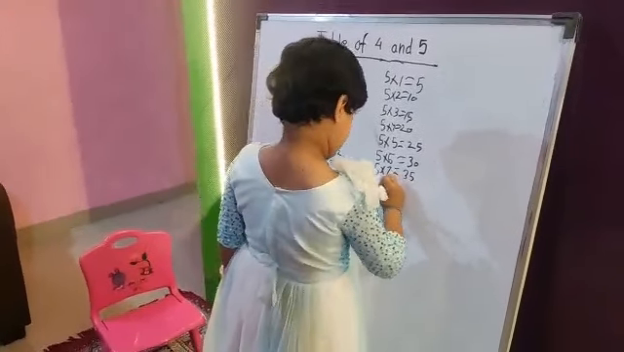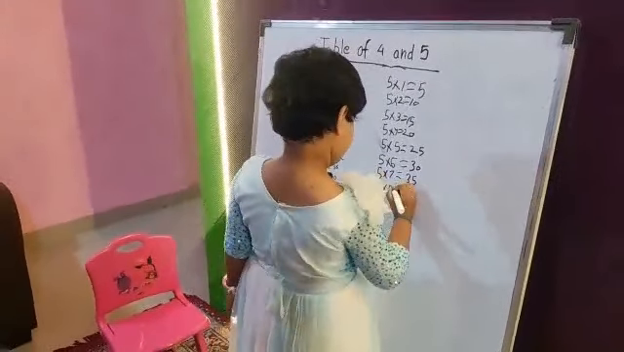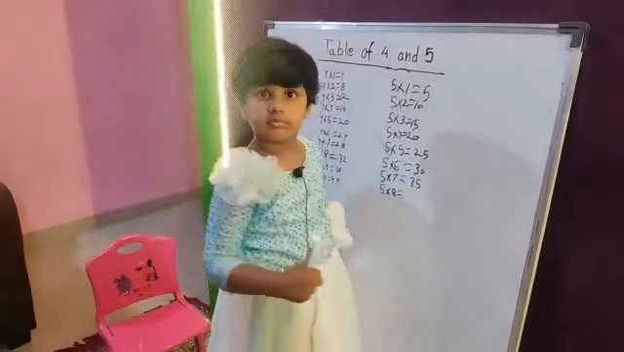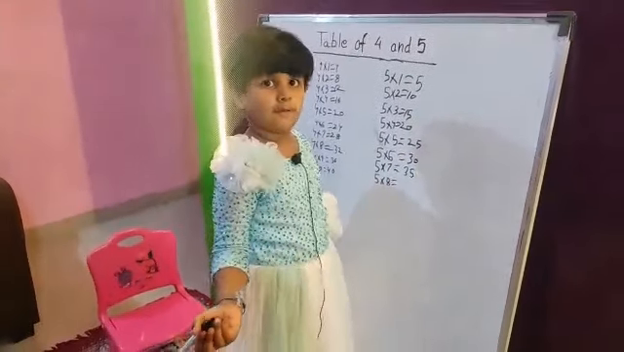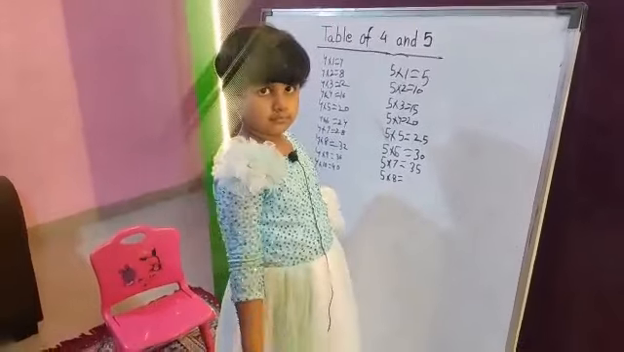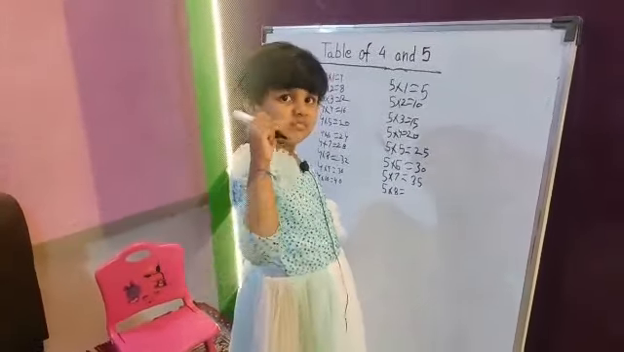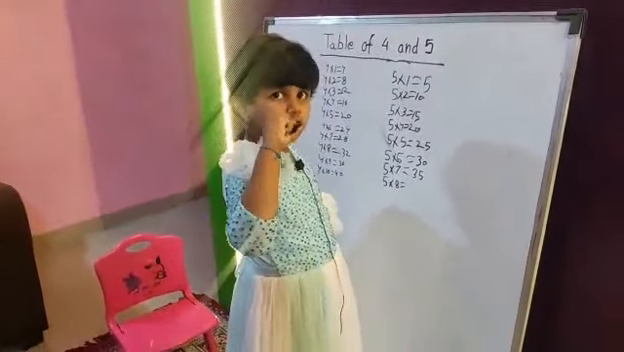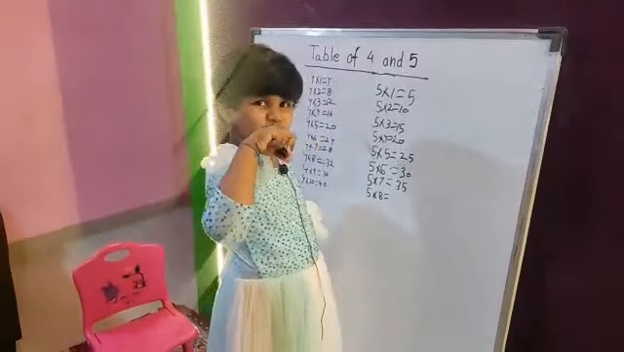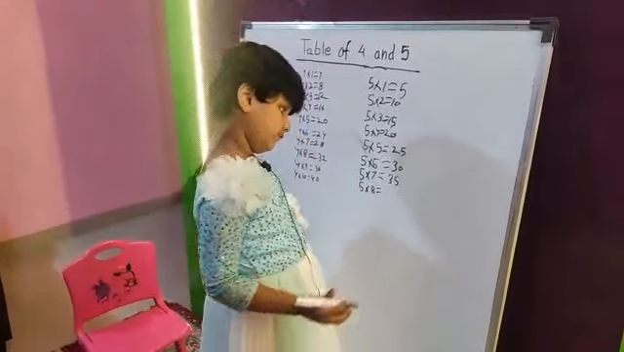5 multiply 8 equal. What's the problem? No problem. You write, please. 5 8s are 40. Yeah.